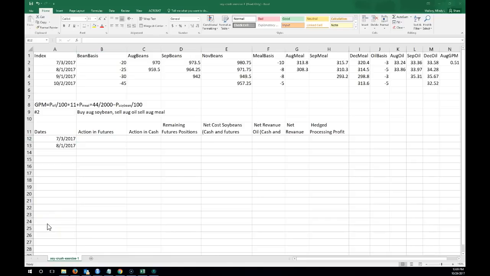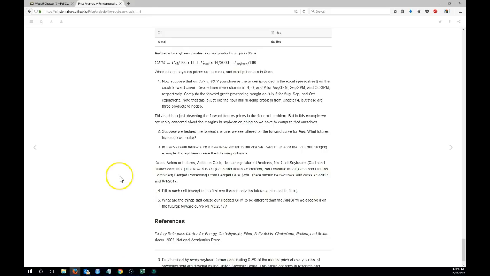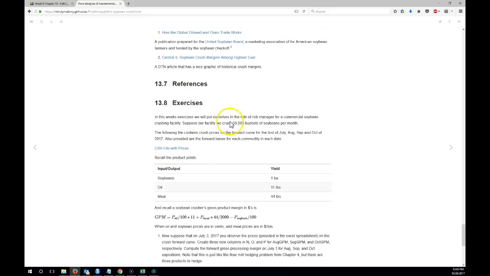Let's toggle back to the instructions. Recall, our facility crushes 50,000 bushels of soybeans per month. And if we're going to do a 9, 11, 10 spread, which I recommend that we do, 50,000 bushels would be exactly 10 contracts, so lucky for us.